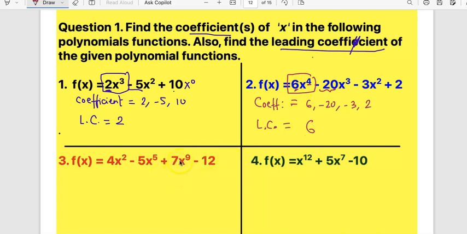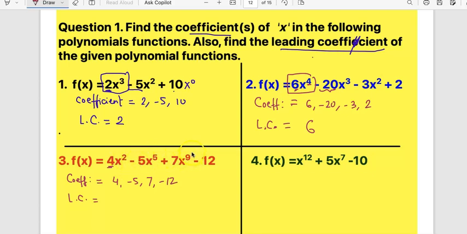Alright. Let's practice one more problem. What about this one? I just moved the terms here and there. When I talk about coefficients over here, this means the number in front of the variable. So 4 is my coefficient, negative 5, yes you are right, 7 and negative 12. What about the leading coefficient? Okay, let's check the degrees of x. 2, 5, this is bigger than this.